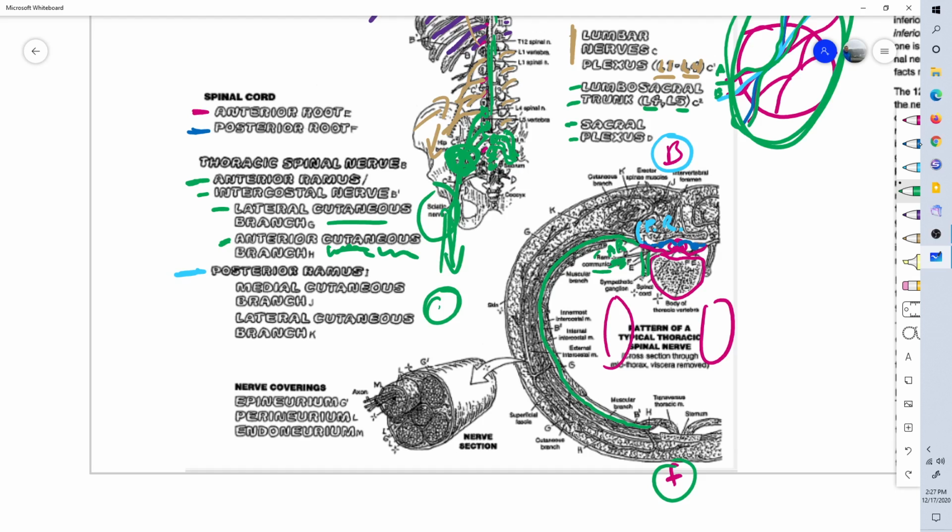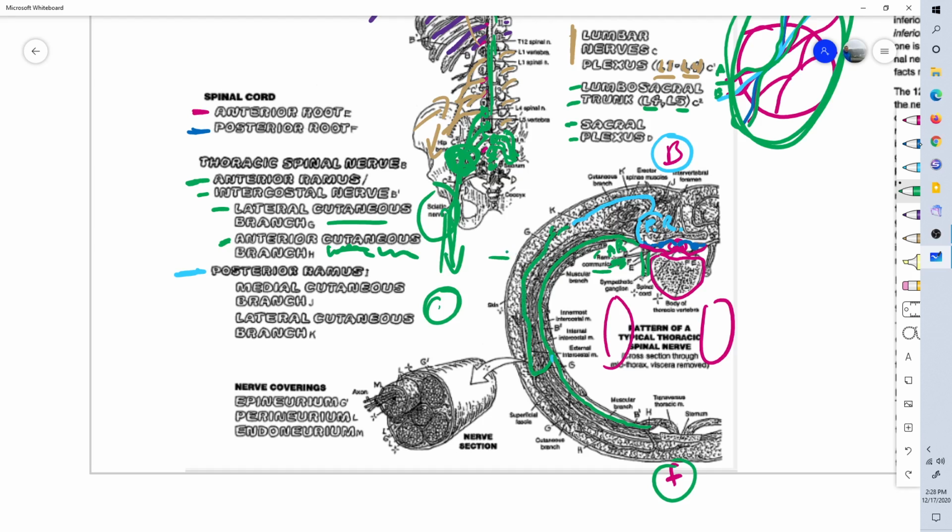And then the intercostal nerve, and then the lateral cutaneous, and the posterior primary ramus branches off here to innervate the muscles. You can see it in the skin of the back. So yeah, and you can see these nerves from the anterior primary rami, from the intercostal nerve, branching out to innervate the skin.